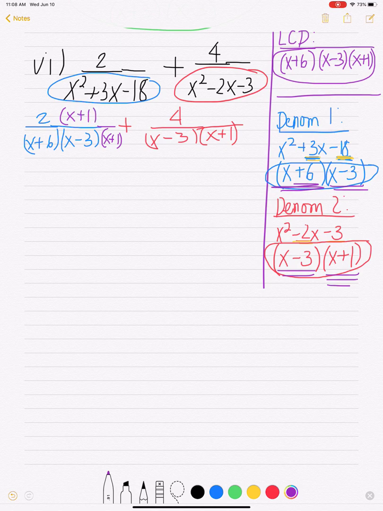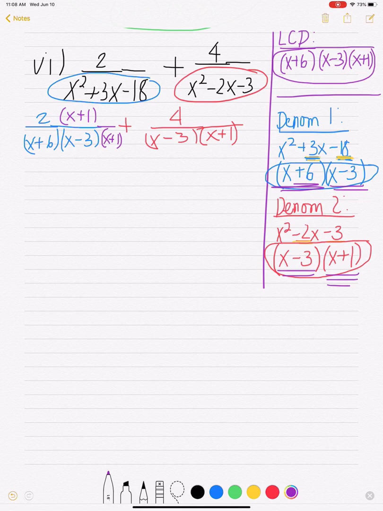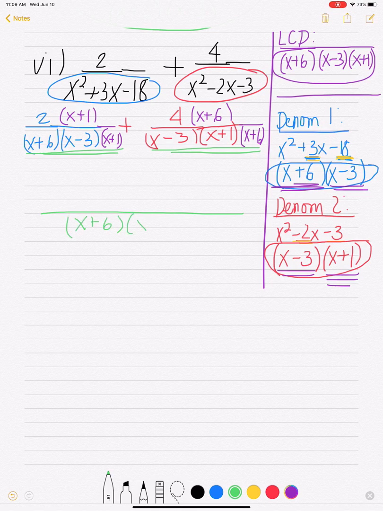Then for my red fraction, I want to make sure I have my LCD as well. Right now I have just x minus 3, x plus 1. What is it missing? Well, this is missing an x plus 6, so I have to multiply by x plus 6 on bottom. And if I do it on bottom, I have to do it on top to balance the fraction. So now notice that the denominators are the same, right? x plus 6, x minus 3, x plus 1 is the same thing as x minus 3, x plus 1, x plus 6. These are the same. Okay, so I'm going to make a single fraction with that common denominator, x plus 6, x minus 3, x plus 1.